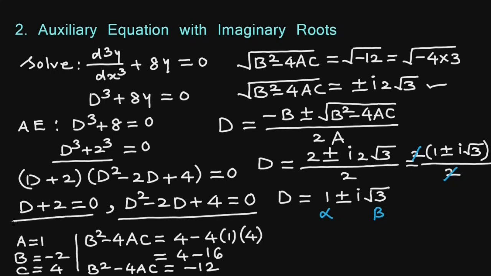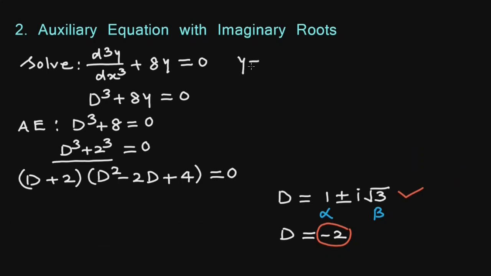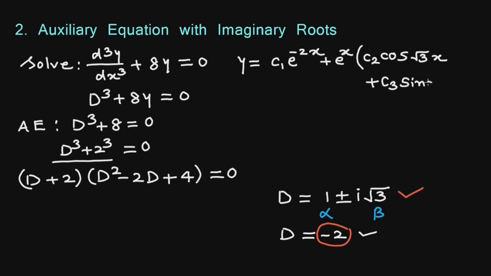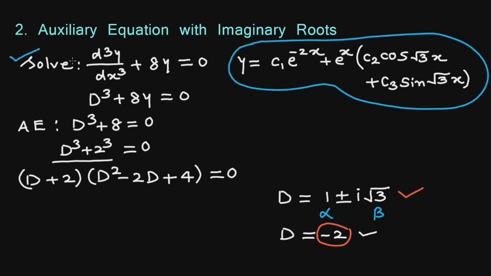From D plus 2 equals 0, we get D equals minus 2. So there is one real root minus 2 and two imaginary roots. So the solution will be y equals, for this real root minus 2, c1 e raised to minus 2x, plus e raised to alpha x, e raised to 1x or e raised to x, into (c2 cos beta x, that is cos root 3x, plus c3 sin beta x, that is sin root 3x). So this is the solution of this linear differential equation.